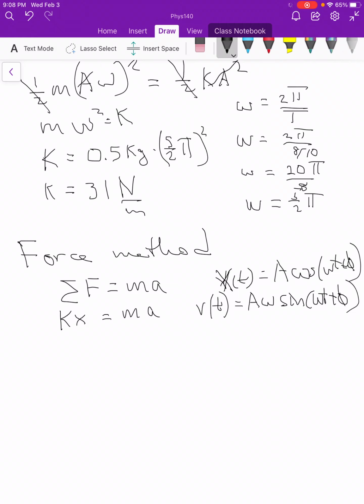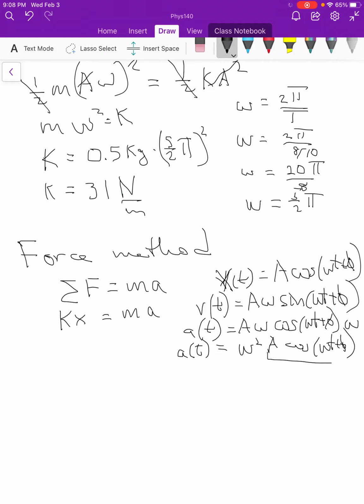And now if I want to find the acceleration, it is just the derivative of the velocity. So that is a omega, and the derivative of sine is cosine. And then the derivative of the argument inside the sine is just omega. So then a of t is equal to omega squared a times cosine of omega t plus phi. And you'll notice that that's just x. So this piece right here is just x. So that means my a is equal to omega squared x.